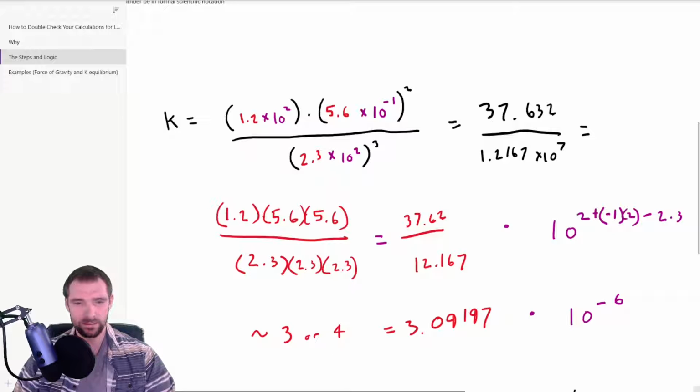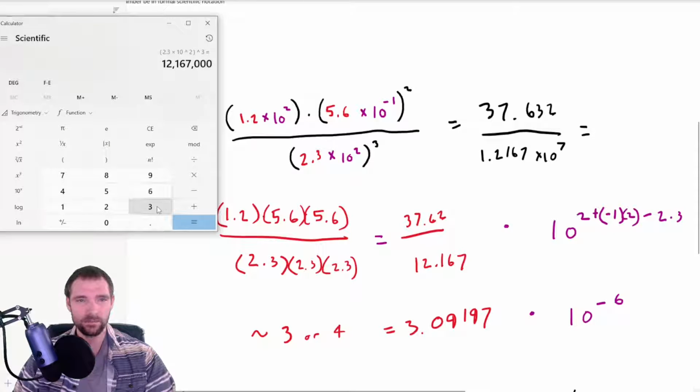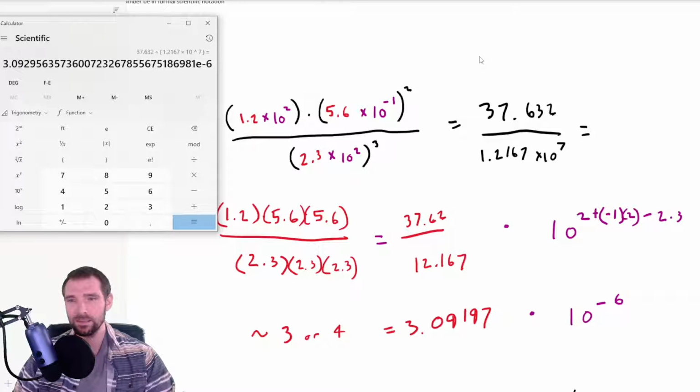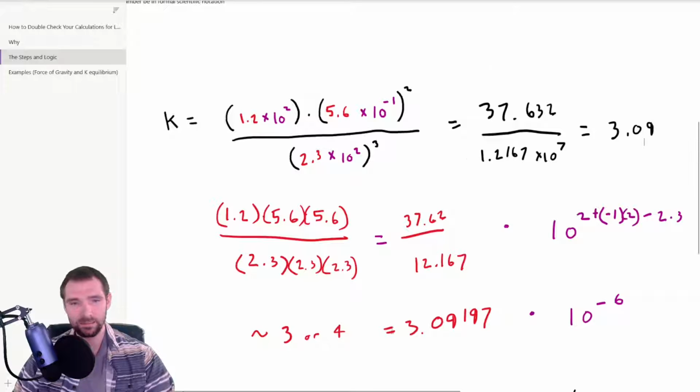And so if we plug this into the calculator, if we have 37.632 and we divide that by 1.2167 times 10 up to the 7th power, we get, hey, look at that. We got our 3.0929, looks like is what we're calculating, times 10 up to, isn't it the negative 6th?